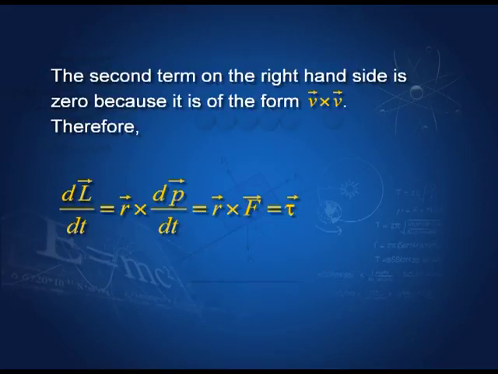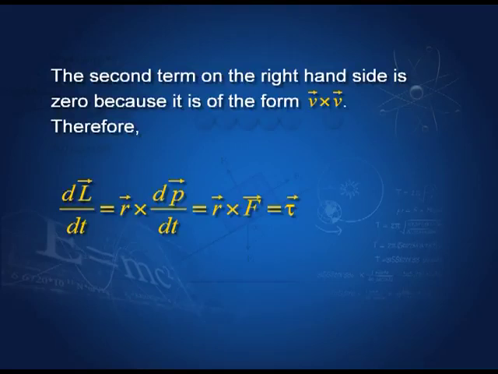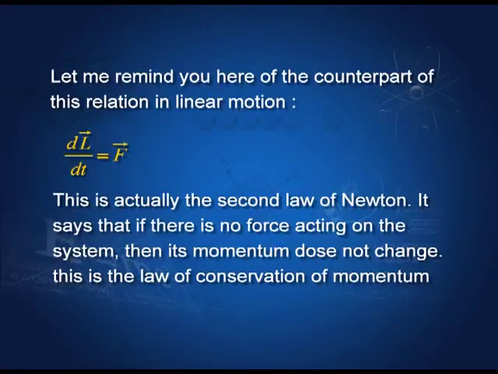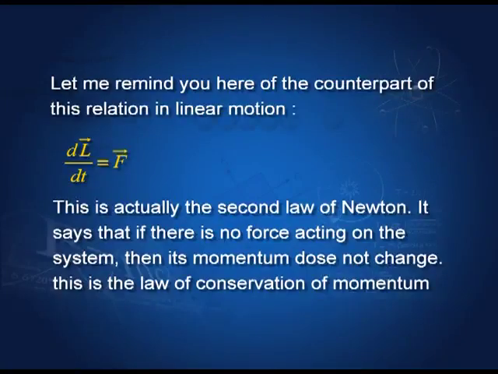So the rate of change of angular momentum is equal to the torque, and if there is no torque, there is no rate of change of angular momentum. That means angular momentum stays constant. That is the law of conservation of angular momentum: if there is no torque acting on a rotating body, then its angular momentum stays constant. In the case of linear motion, you know the law of conservation of momentum. In that case, if there is no force acting on the system, then the momentum of the system remains constant.